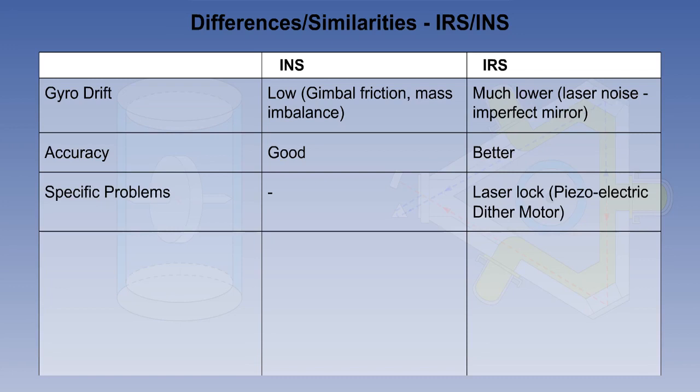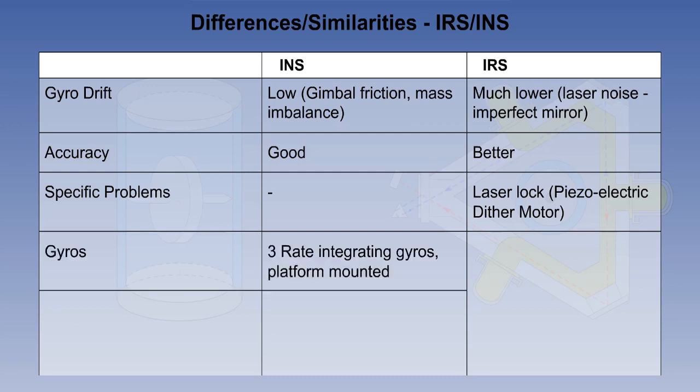IRS suffers from the specific problem of laser lock, which the INS does not have. However, the lock is overcome by the incorporation of the piezoelectric dither motor. There are 3 rate integrating gyros in INS, and they are mounted on a stabilized platform. The IRS has 3 strap-down ring laser gyros.